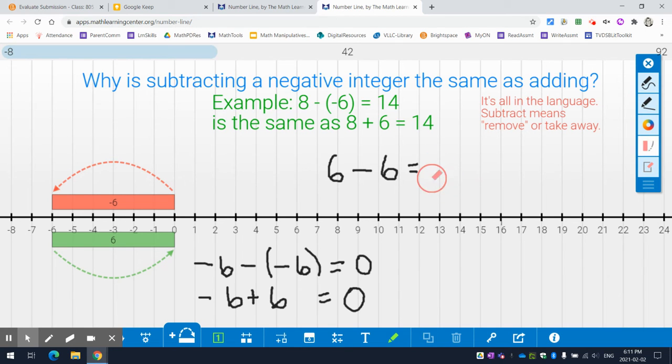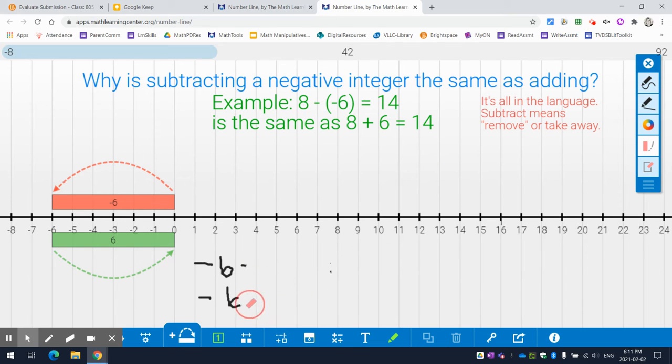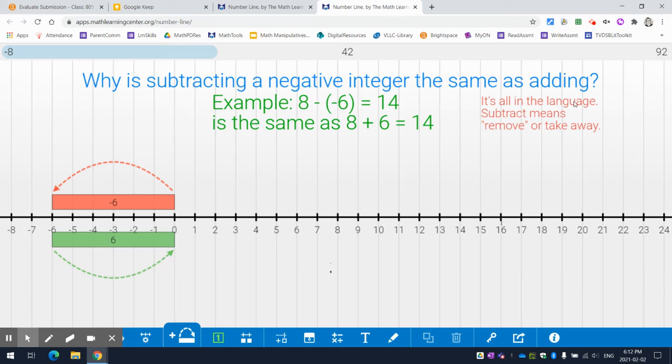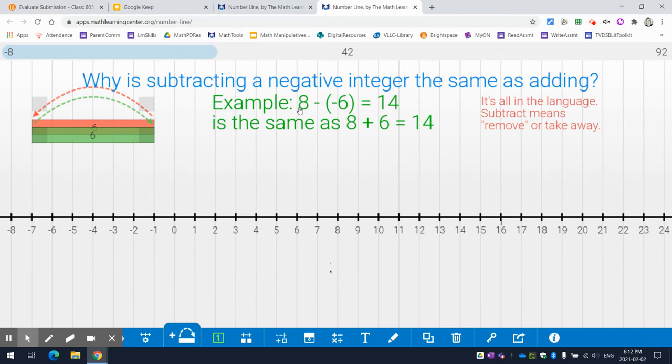So now let's put it into our equation. We're going to practice this in an equation and find out when we subtract negative 6 from 8, it is actually adding 6 to 8. So I'm just going to take these, I'm going to move them off to the side because I'm going to use them. But let's first represent our numbers. So I have 8. I'm going to add 8. But then I'm going to remove the negative 6.